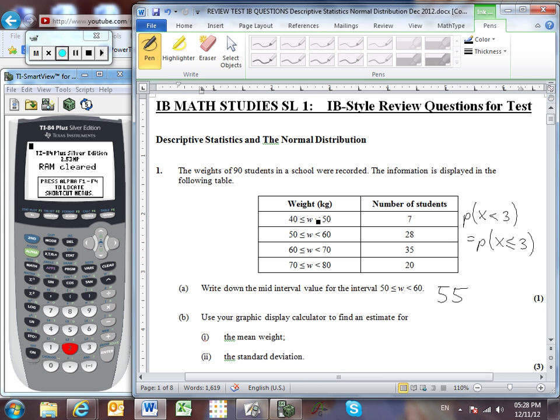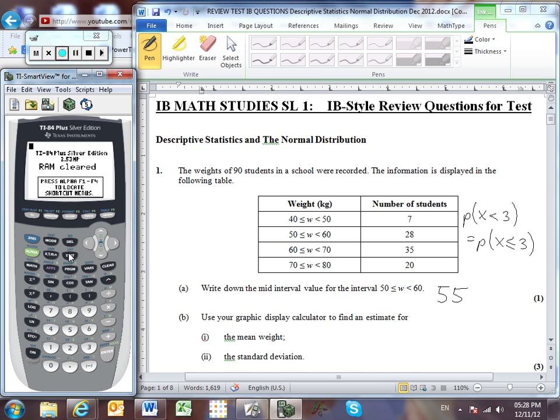Part B, use your graphic display calculator to find an estimate for the mean weight and the standard deviation. Alright, so let's go into Stat and we'll edit, and in List 1 we're going to put in all of our mid-interval values, 45, 55, 65, and 75, and then we're going to put in their respective frequencies in List 2: 7, 28, 35, and 20.